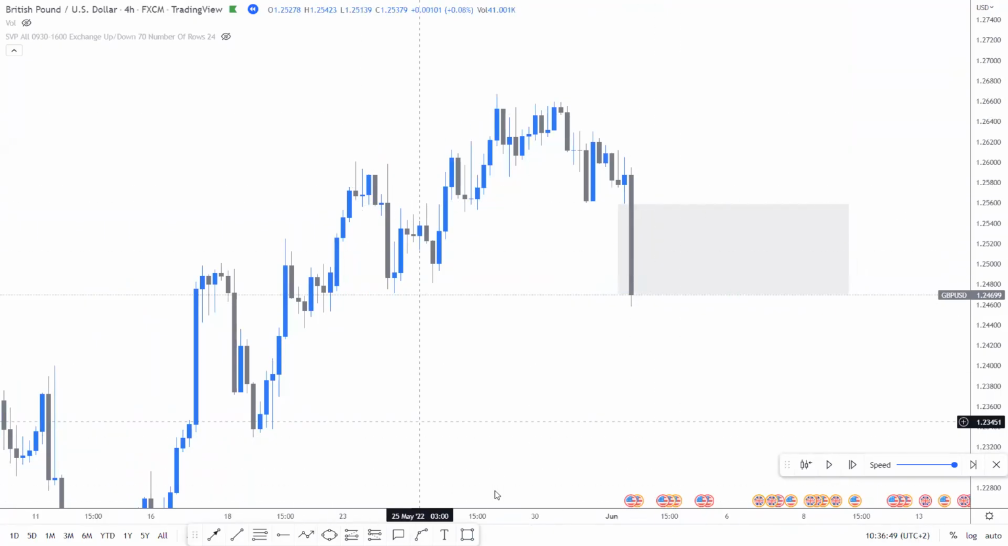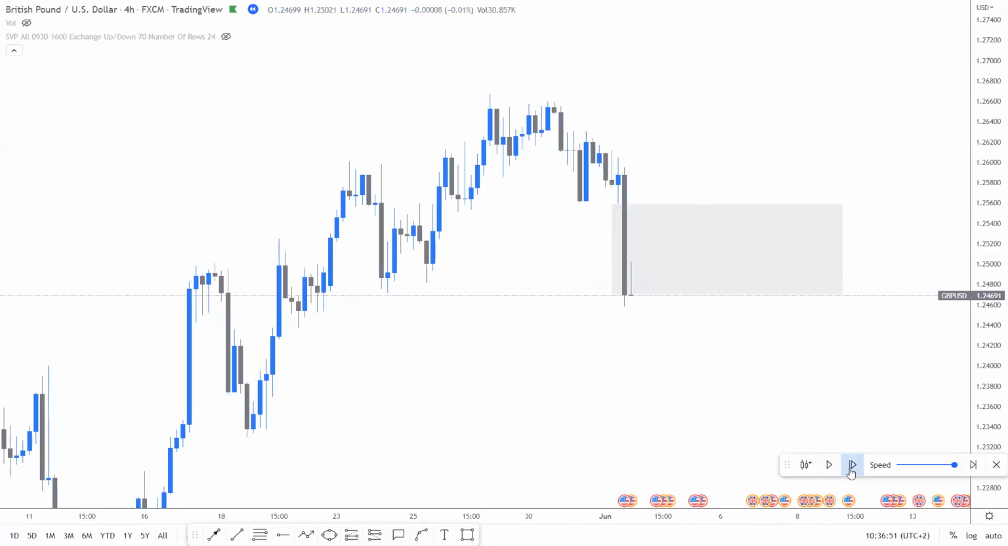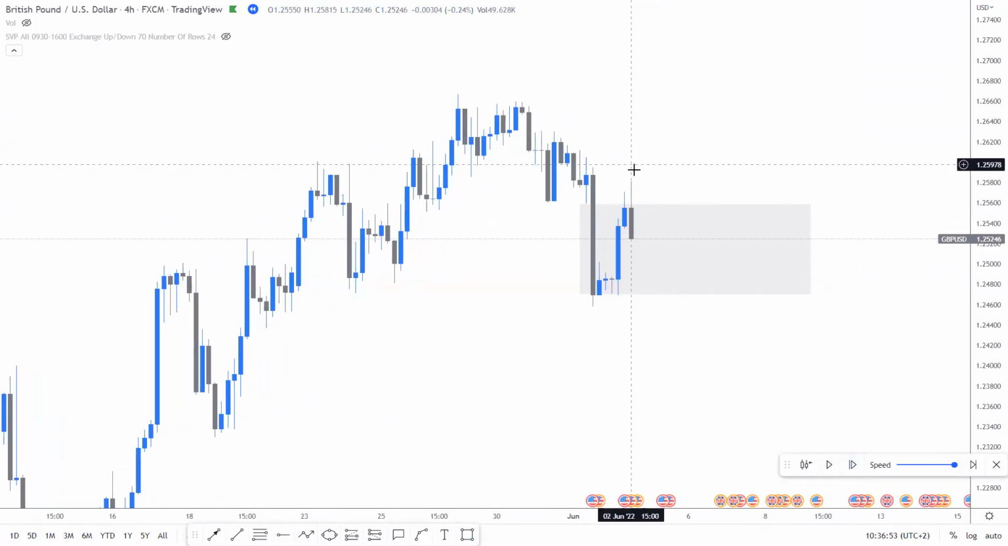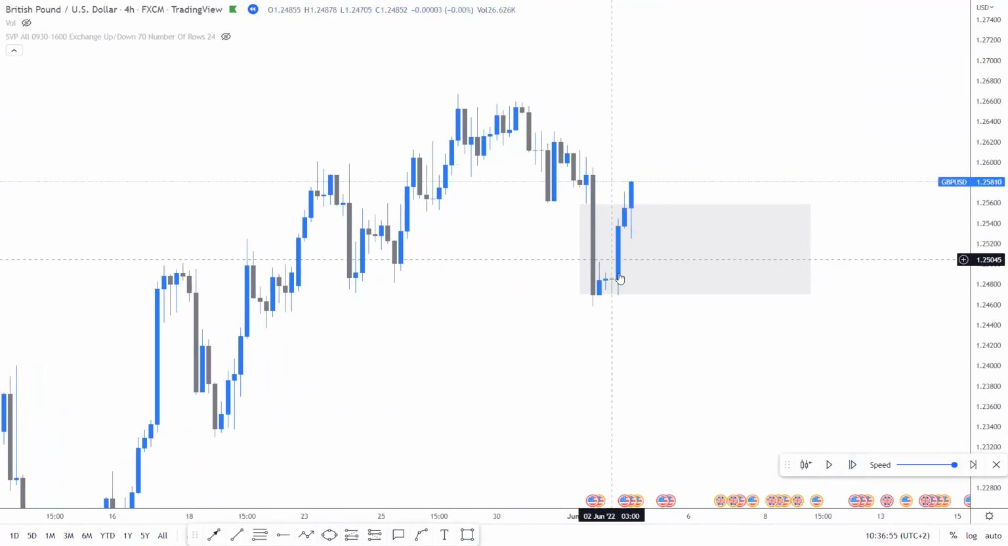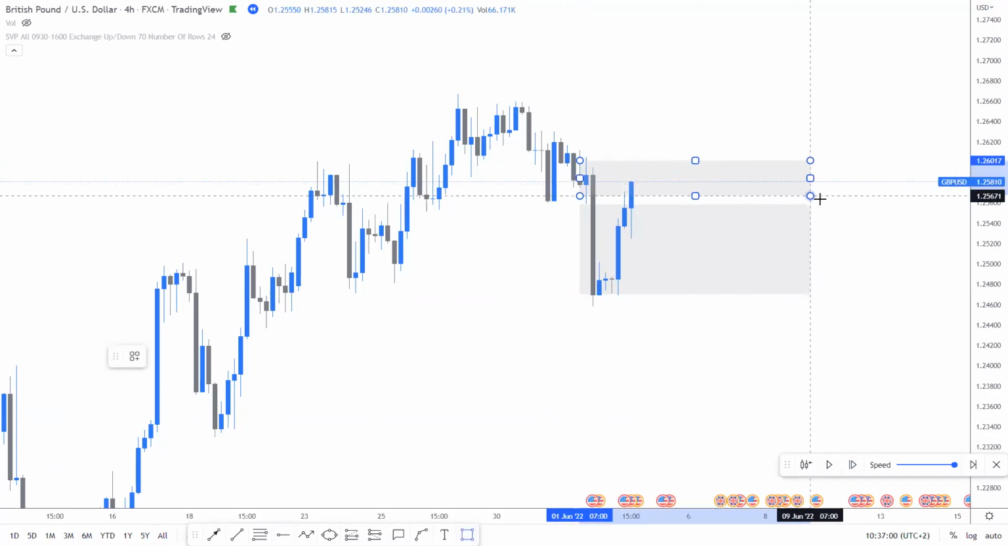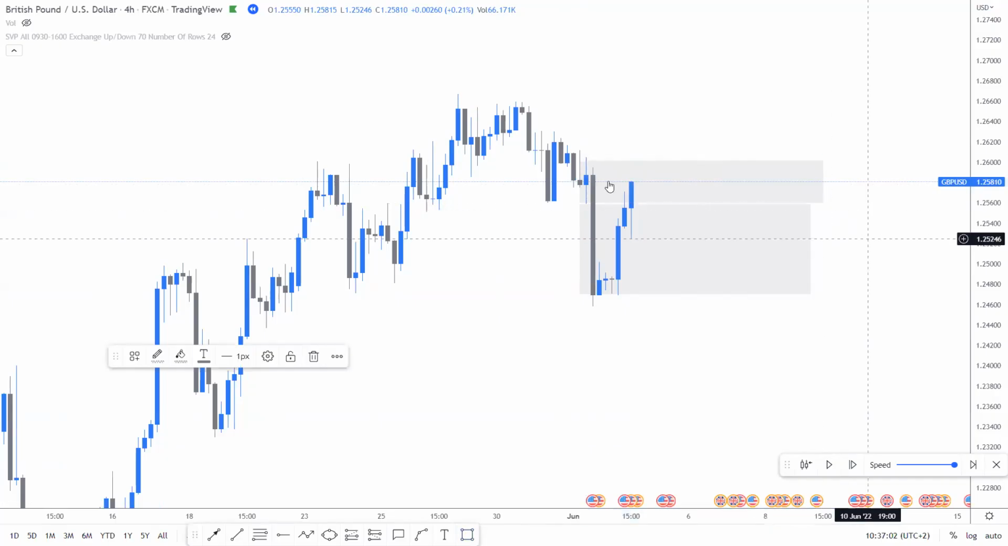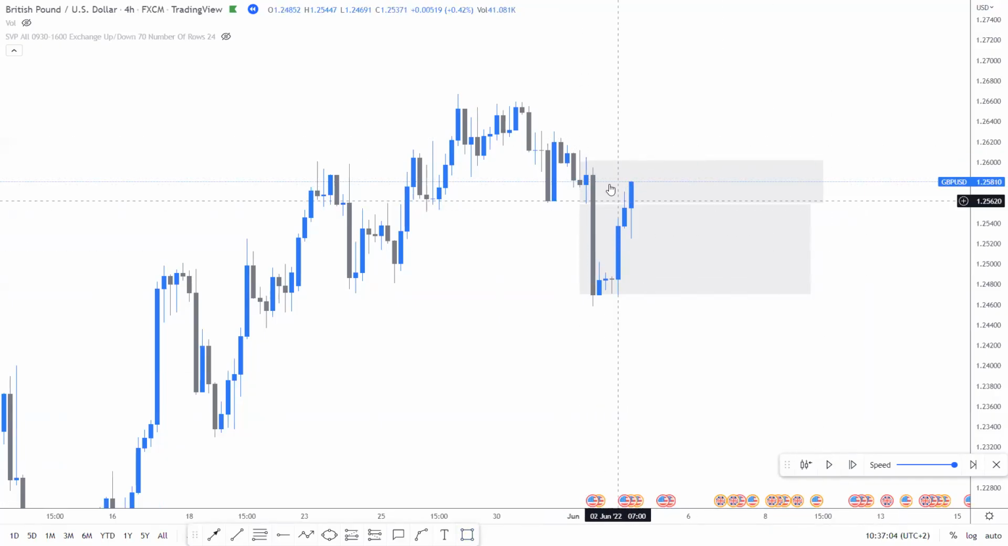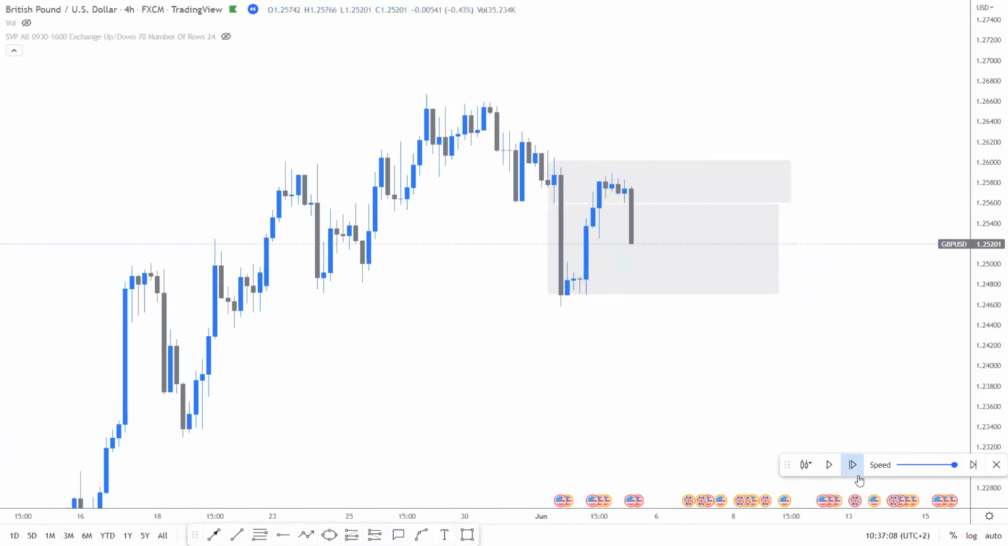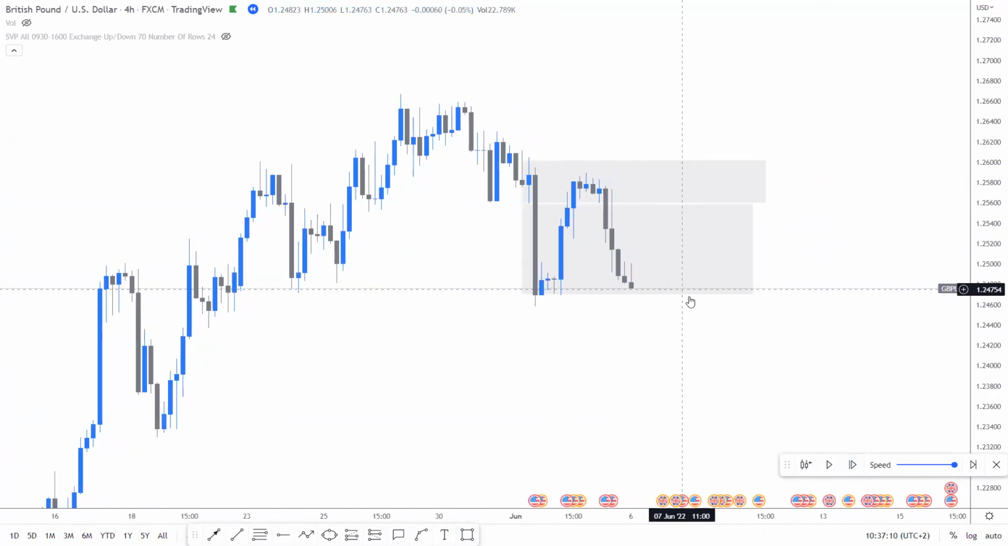So if we hit the play button, as you see, price fills this imbalance. It mitigates all of the seller pressure. We have this indecision candle, which would be our supply zone. And then let's look at how price reacts from the supply zone.